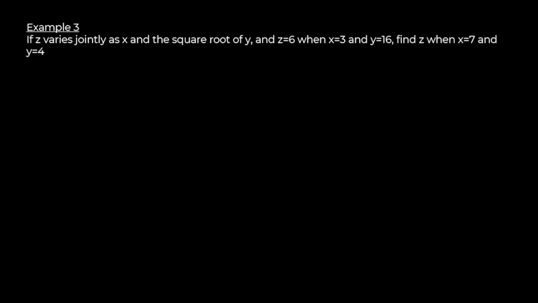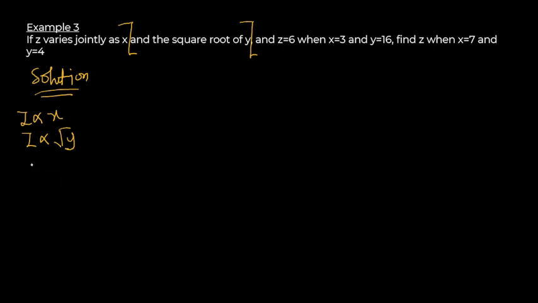So let's go ahead and write down our solution. Z varies jointly as x, so this is our first variation, and the square root of y. This is our second variation. So we have Z varies jointly as x, which is a direct variation, and then Z also varies as the square root of y. So we combine these two variations and we get Z varies as x and the square root of y jointly.